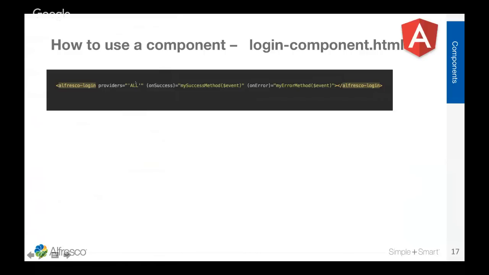For example, here, again, as we have seen inside the Alfresco JavaScript API, you can decide on what platform you want to be logged in. In this case, we are saying all. And here, we are defining the two methods that will get the on success and on error callbacks from the components. Through these, we can customize the behavior of our application based on the callbacks.